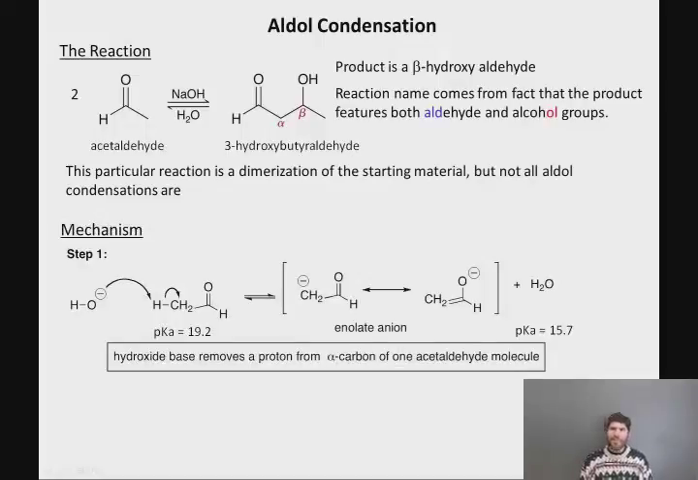So we are under basic conditions. What that means is that in the first step, we're going to deprotonate the hydrogen from the carbon alpha to the carbonyl, what we call the alpha hydrogen, using NaOH as the base. And this will give us the now familiar enolate ion.